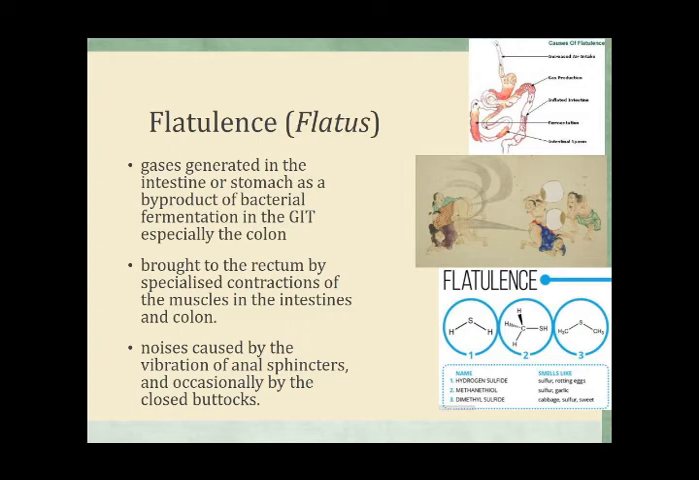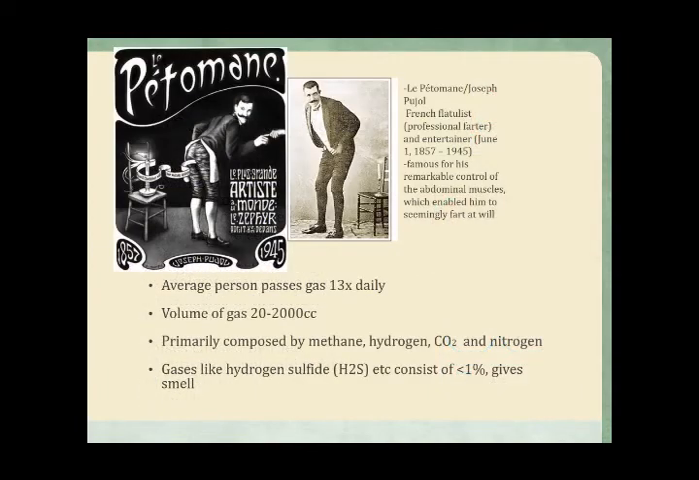If you look at this gas, a lot of the gases are quite pungent, but the pungent gases only make up a small amount of the gas in your flatus. A person who passes gas 13 times daily produces a volume of gas of about 2 liters. It is mostly methane, hydrogen, CO2 and nitrogen, so do not light your farts on fire.